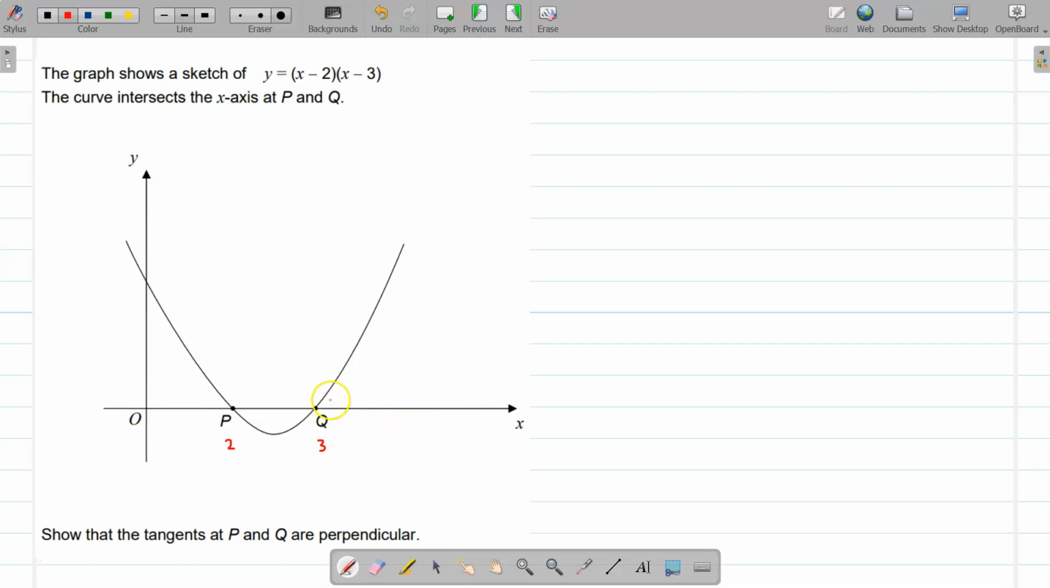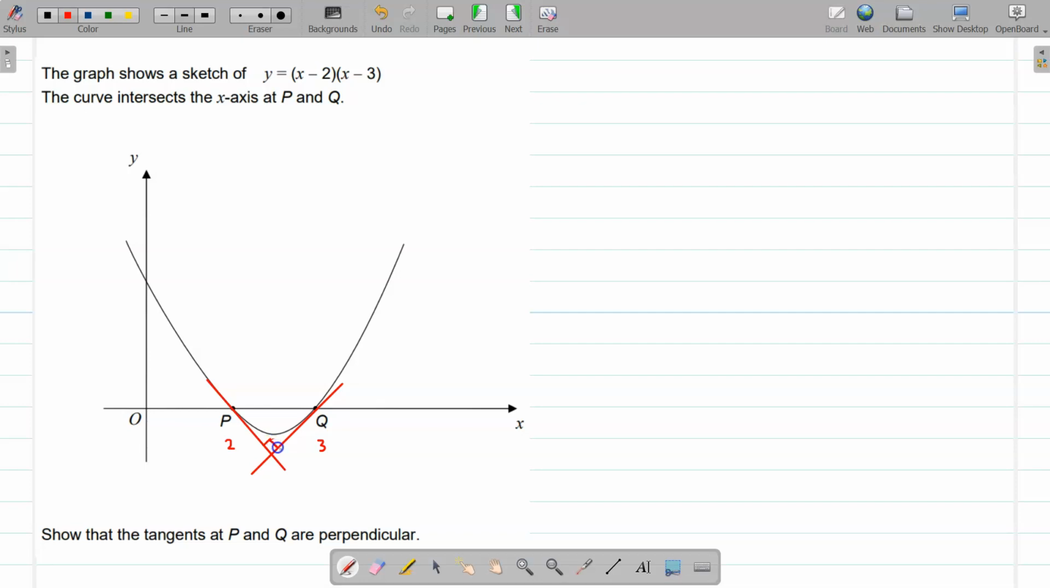The tangents, that is, the straight lines that go through P and Q. So what we're looking for is these two straight lines here. So this one would go through P roughly like that. Okay, and this one would go through Q roughly there. And what we're trying to show is that those two lines are at 90 degrees to each other if it were drawn to scale.